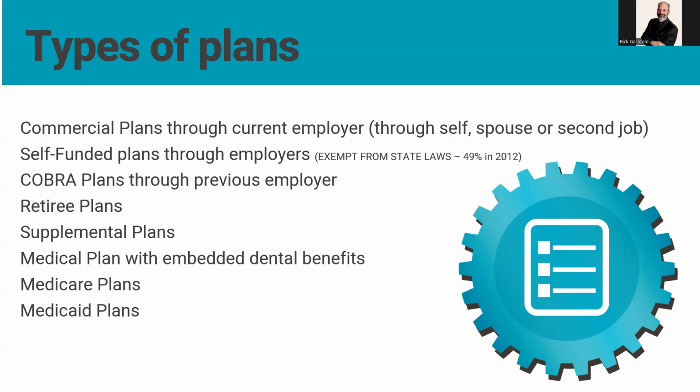If the employer offers a dental plan, that may not kick in, but there could be situations where you have one parent that has a dental plan through their employer and another plan that doesn't have a dental plan, but they have a medical plan with embedded dental benefits for their children. So that would be when we'd need to know about this. Then naturally we have Medicare plans, Medicare plans and Medicare Advantage. And finally, we have Medicaid plans.